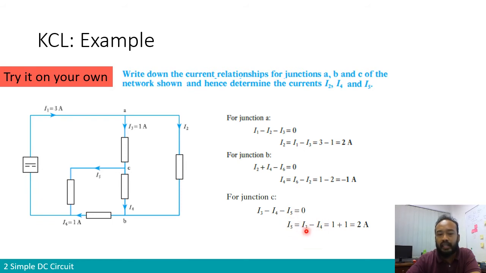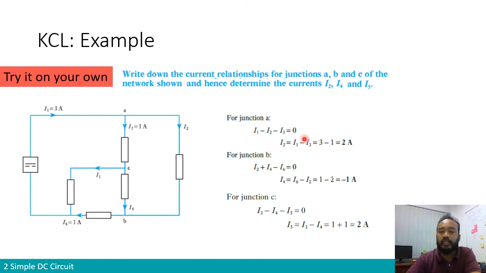I3 is given here: I3 equals 1 amp. And then I4, as we mentioned, equals minus 1. So minus 1 becomes plus 1, and the answer becomes 2 amps. It's very simple and very straightforward. It's just isolating. You do the algebraic operation as usual, finding the unknown.